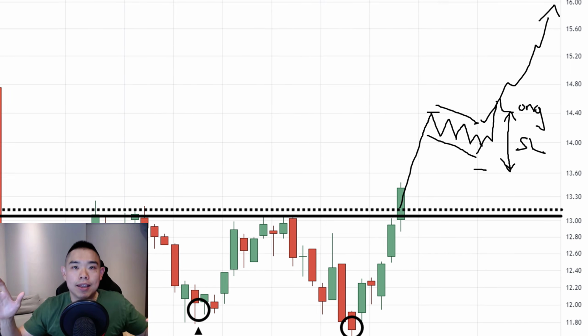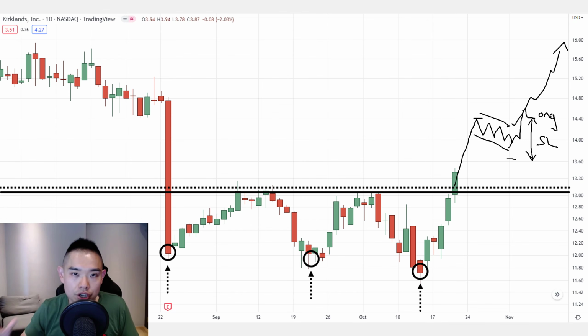That's pretty much it for the reversal chart patterns. In the next section, we're going to talk about continuation chart patterns. Exciting stuff. So let's get to it.